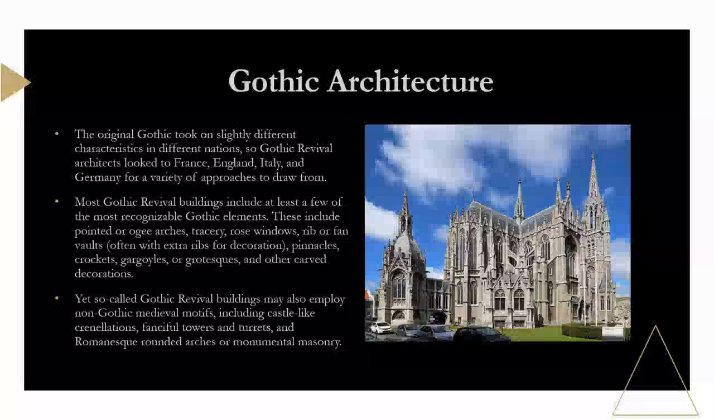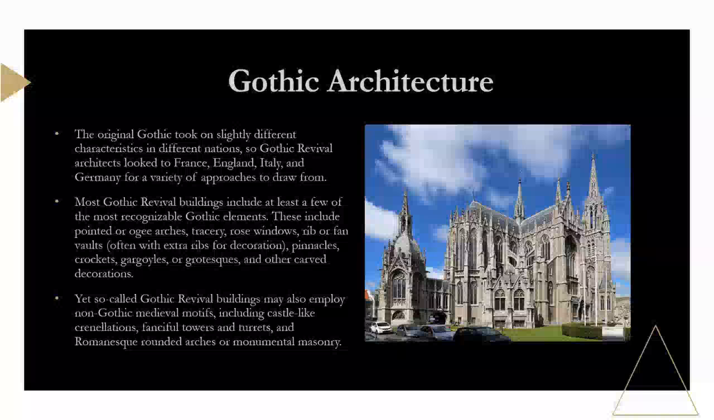While a few examples may manage convincing airs of antiquity, most betray their relative youth in one way or another. Gothic revival buildings tend to reflect 19th century views of the Middle Ages, which don't necessarily represent the Middle Ages itself. The original Gothic took on slightly different characteristics in different nations. So Gothic revival architects looked to France, England, Italy, and Germany for a variety of approaches to draw from. However, most Gothic revival buildings include at least a few of the most recognizable Gothic elements.